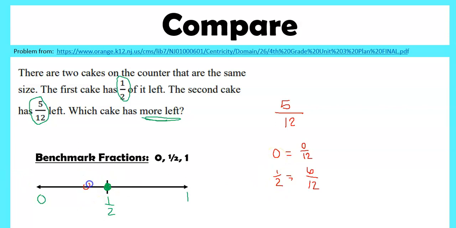Well, I can see that my 5/12 falls somewhere between my 0 and my 1/2. And it's honestly going to be a little bit closer to the 1/2, the 6/12, than it is to my 0. So by looking at this, I know that 5/12 is less than 1/2. So I know that my cake with 1/2 of it remaining is the cake with the most left. So the first cake has the most left.